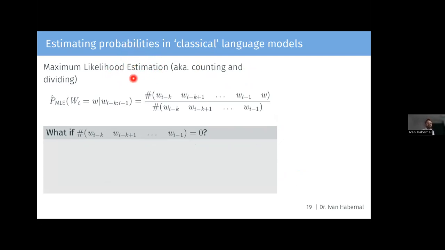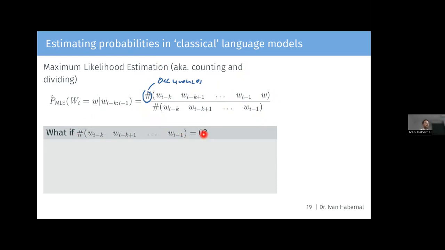Basically, counting and dividing. To estimate this conditional probability of the word at position i, given the previous context, we look at the number of occurrences of the whole sequence, divided by the number of occurrences without the last word. And that's it. That's how we estimate the probabilities. Sounds easy. Is it easy? It's super easy, actually. You can really implement it: just go through the corpus, counting and dividing. This is really cool. But then the question is, as you mentioned before, what if we hit zero?